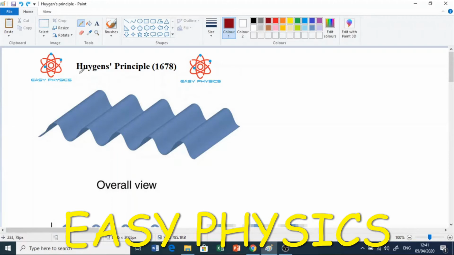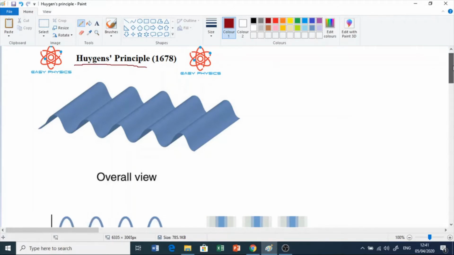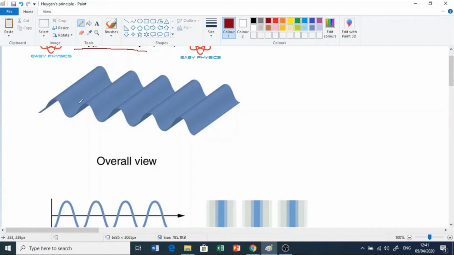Now we are going to learn Huygens principle. We are going to learn it to explain the refraction of light. Now let's first start with the nature of waves. This is an overall view of a wave.